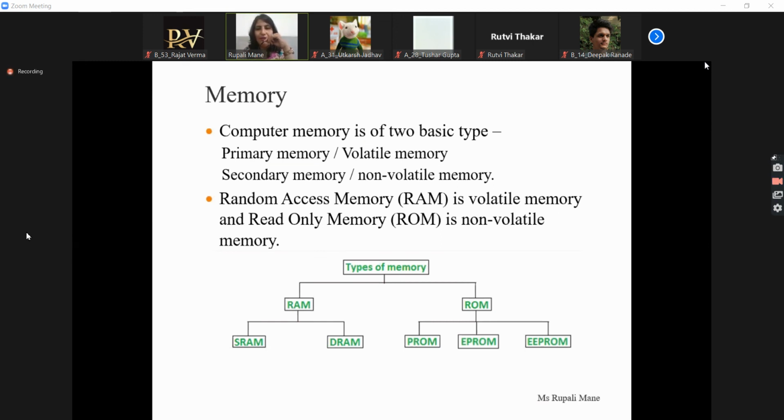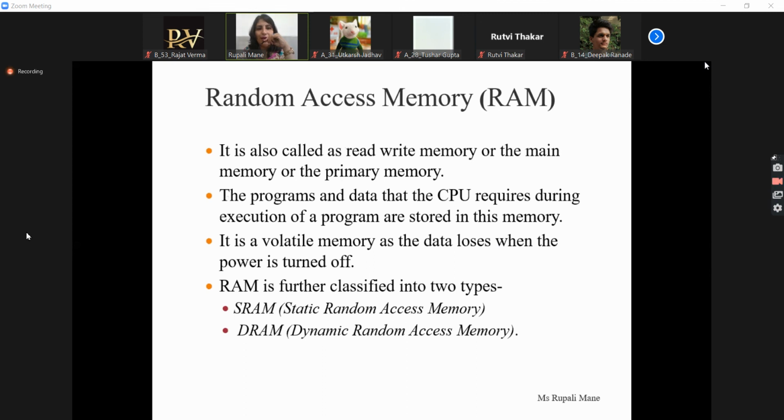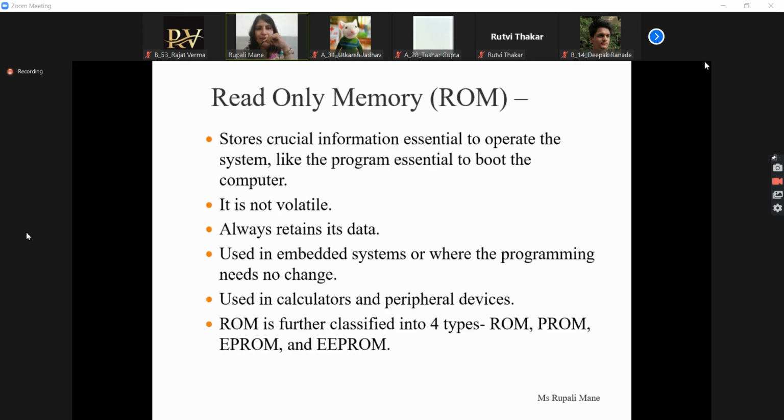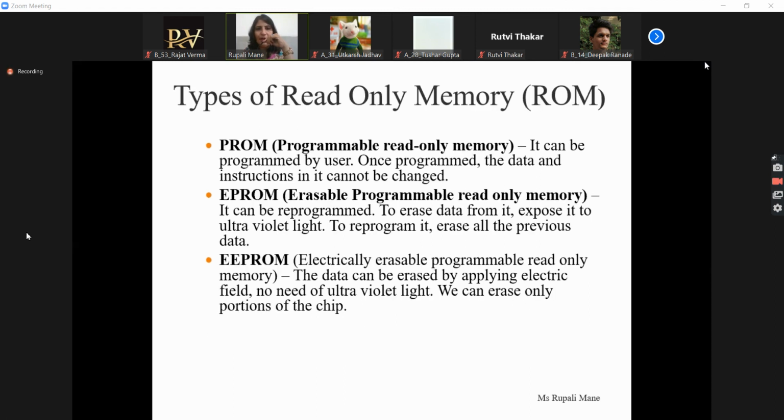So these are the various types. After that, SRAM and DRAM, you might know: static RAM and dynamic RAM. Then this is about ROM: ROM, PROM, EPROM, EEPROM. PROM is programmed by the user, programmable read-only memory, then erasable programmable read-only memory, then electrically erasable programmable read-only memory. So you can read it, that is very easy.